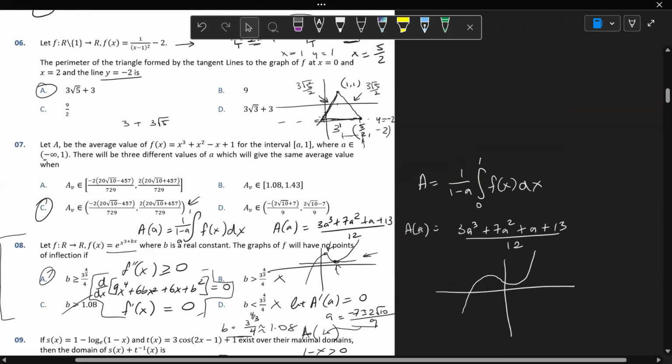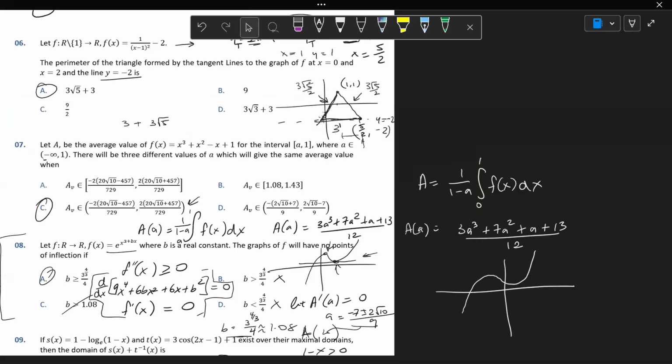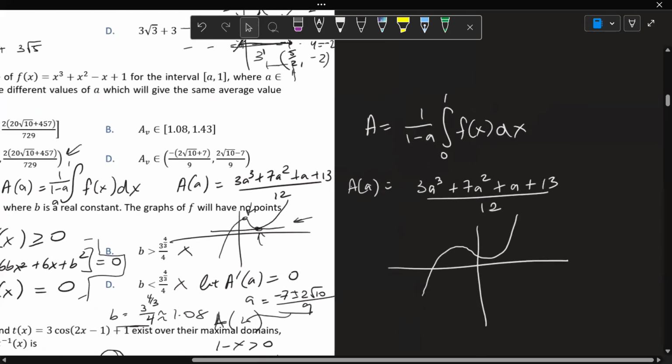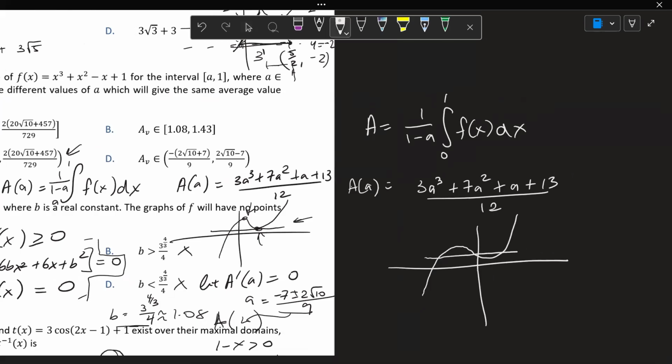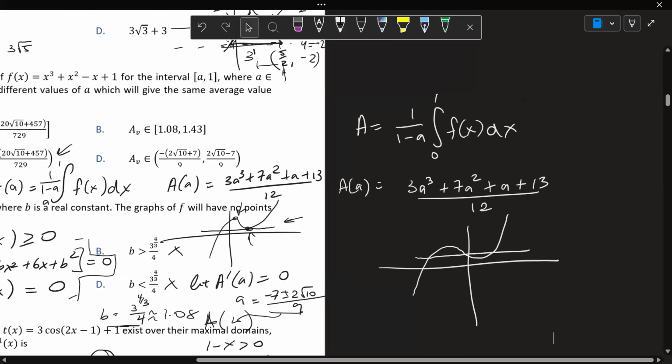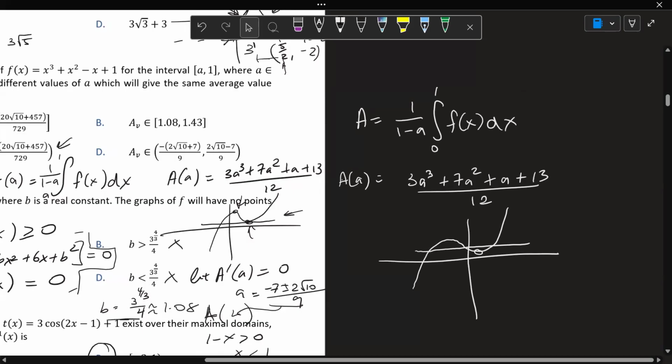And now you want to find the average values which have three different a values that can produce them. The way you can do this is finding where there are three intersections with the graph. If you look here, that line intersects three times. That means there are three different a values that can produce the same average value. So we can keep drawing these lines until this point here and this point here. So this is the maximum average value, and this is the minimum average value.